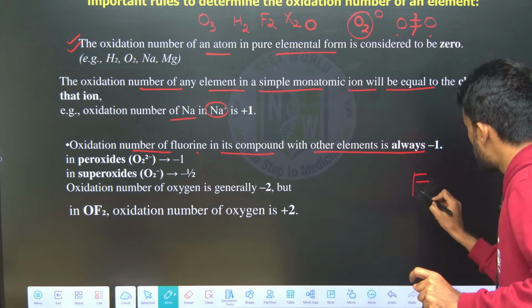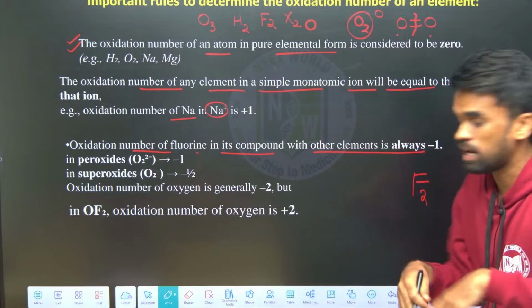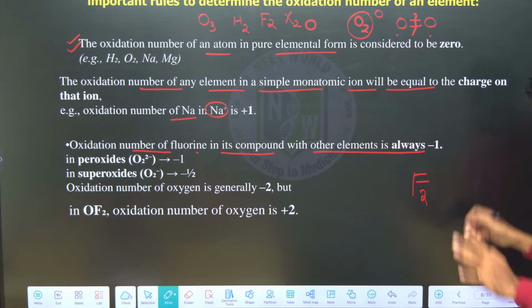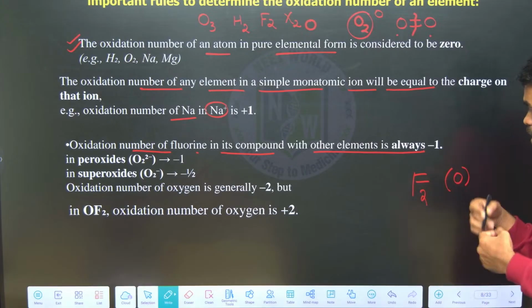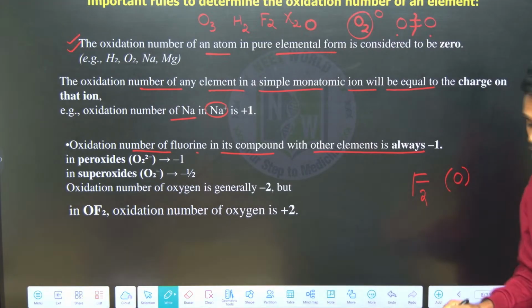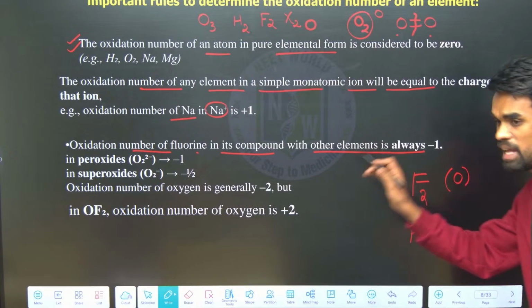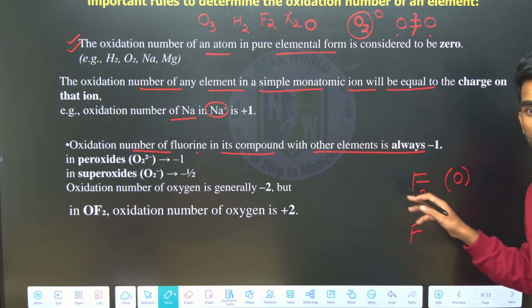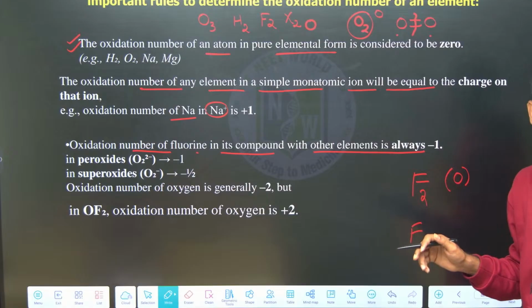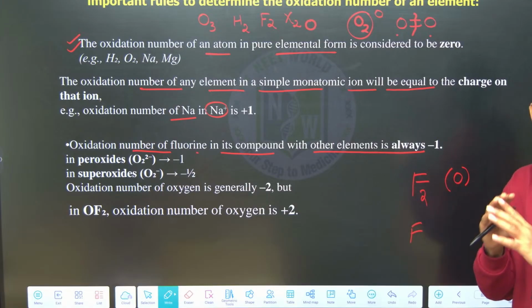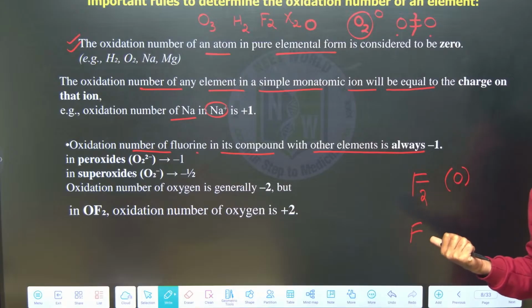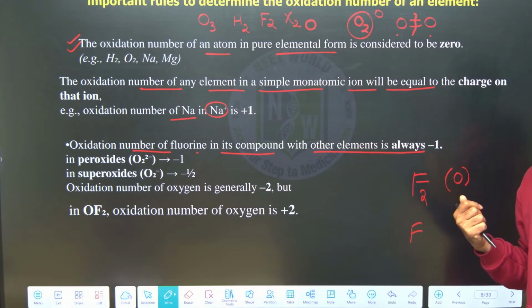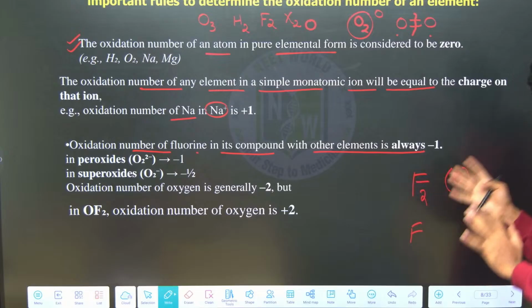So fluorine, when it combines with itself, will have the F2 form. So here we will see 0 oxidation state. Now in any other case, whenever fluorine reacts with any other element, the oxidation state of fluorine will be -1. How much? -1. It never shows +1 because it is the most electronegative element in the periodic table. So these are standard rules to be followed because these are conceptual only, right?